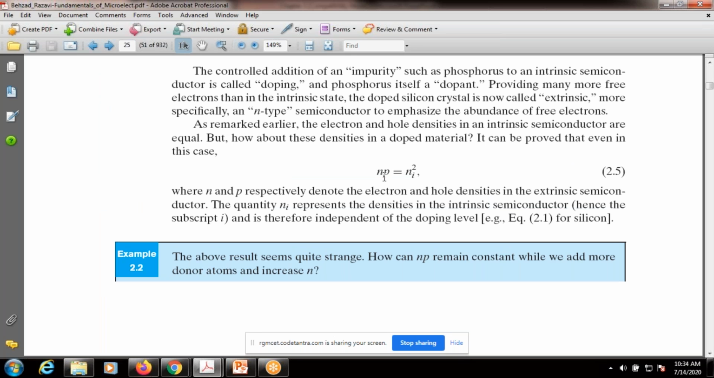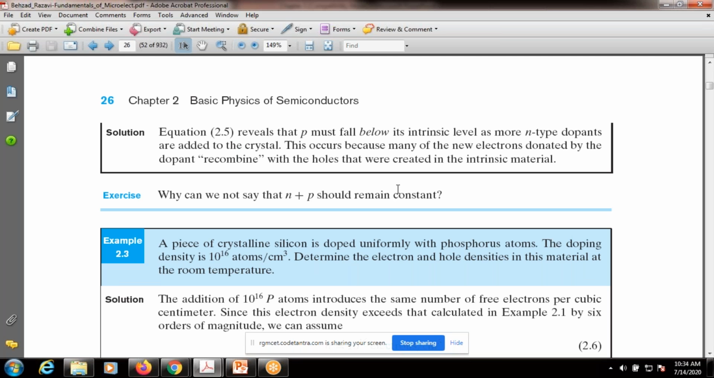Why is it still constant? This is also called the mass action law. Whether it is an intrinsic semiconductor or an extrinsic semiconductor, the mass action law must be satisfied. What the mass action law states is that n into p, the number of electrons times the number of holes, is equal to ni square.